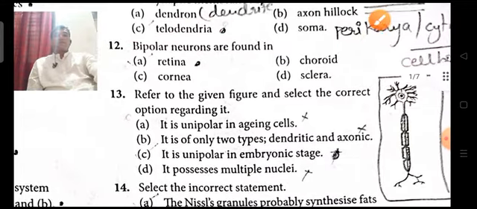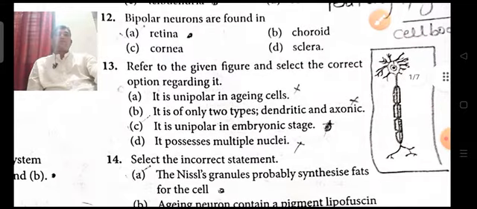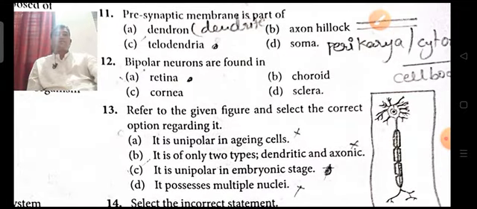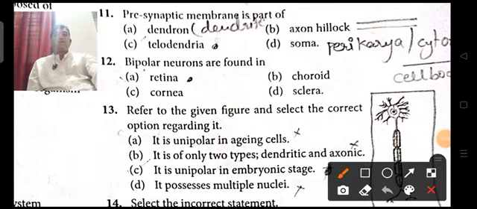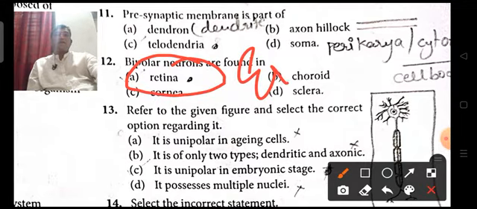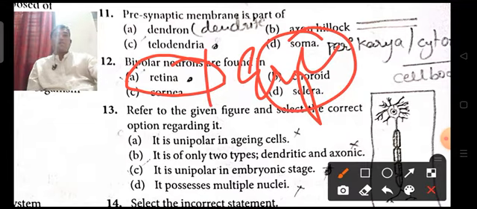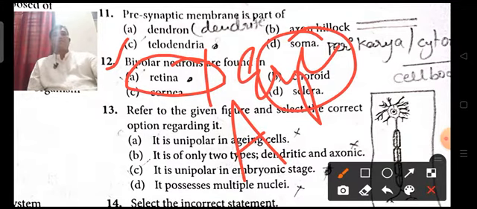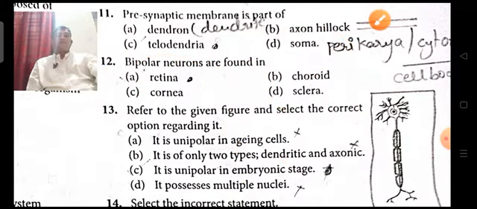Next, bipolar neurons are found in. Already in the recent questions we have discussed that bipolar neurons are found in the retina of the eye. Retina of the eye. Option is, 12th question, option is A. Next.